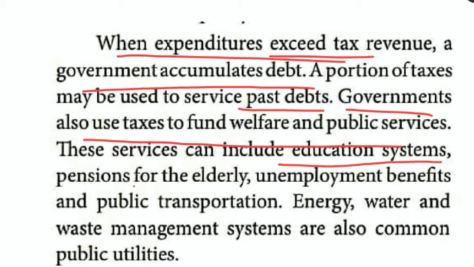Education systems, pensions for the elders. Okay, so for elders and all, they were giving the pensions, is it? Then unemployment benefits as well as the public transportation. For these also the government is utilizing the tax amount.